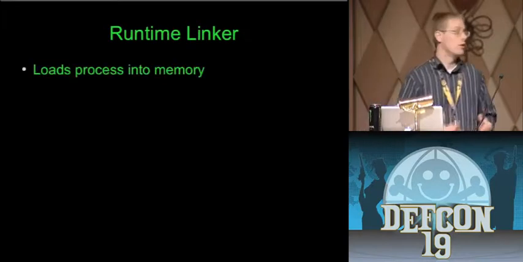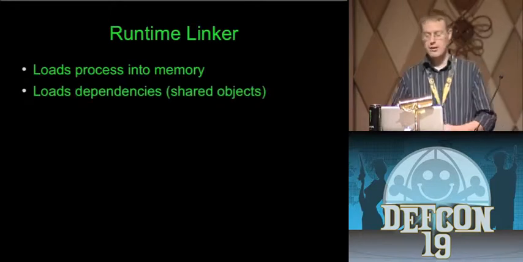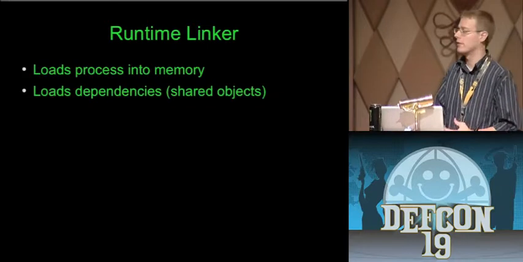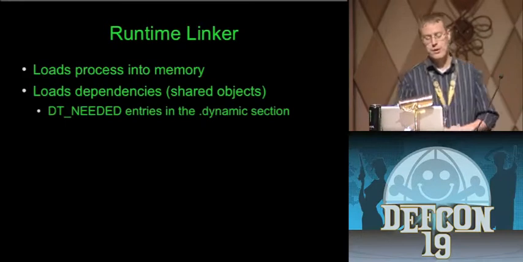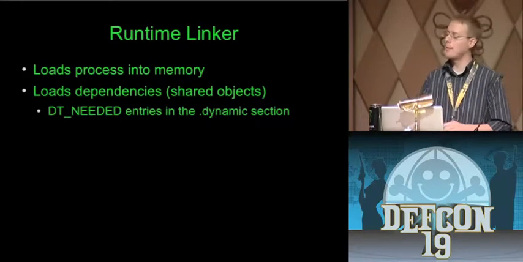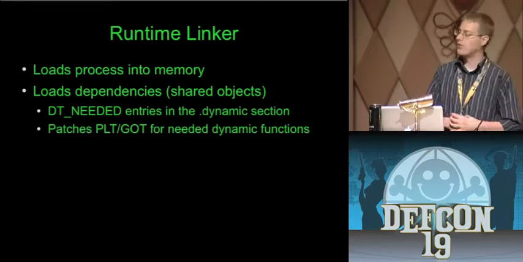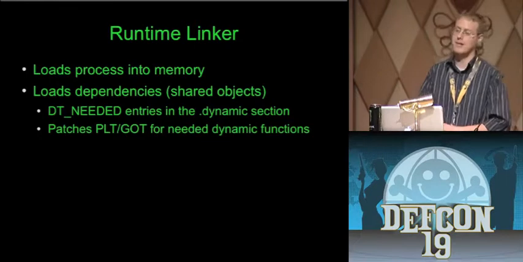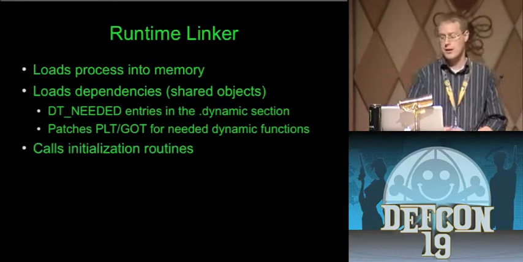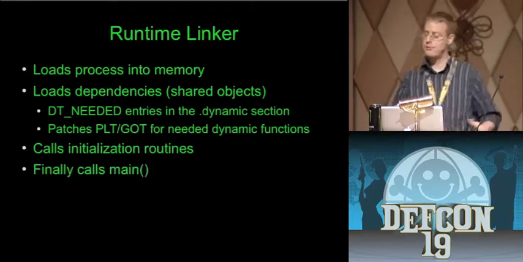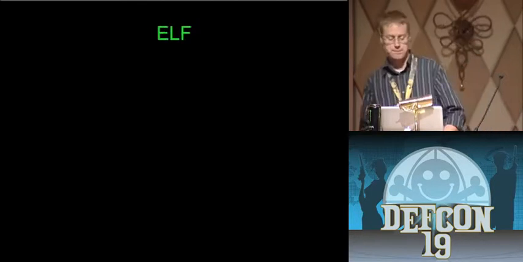And the runtime linker is going to finish loading the process into memory. It loads all the shared objects, all the dependencies. For you Windows guys, those are DLLs. And it finds those shared objects by looking at the .dynamic section of your binary for the DT_NEEDED entries. It then patches what is called the procedure linkage table and global offset table for needed dynamic functions. We're going to dive deep into the PLT GOT later on in the talk. It then calls the initialization routines and then finally calls main. Finally returns control back to your actual program.